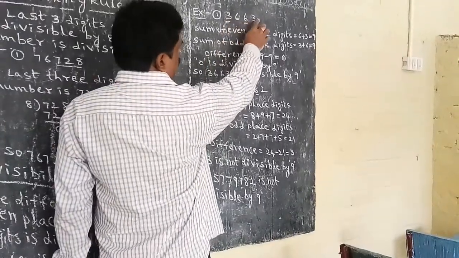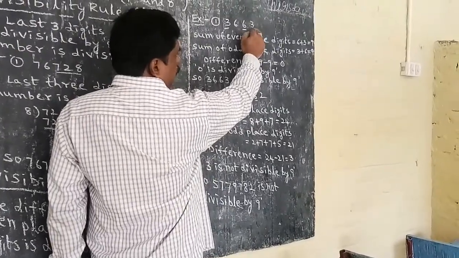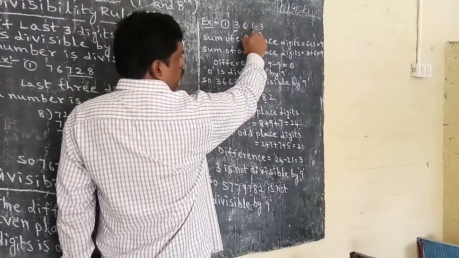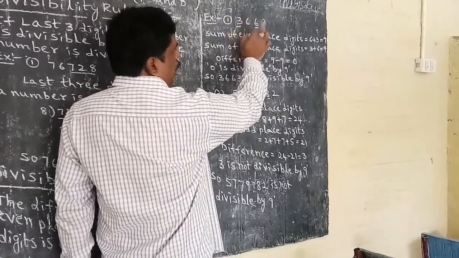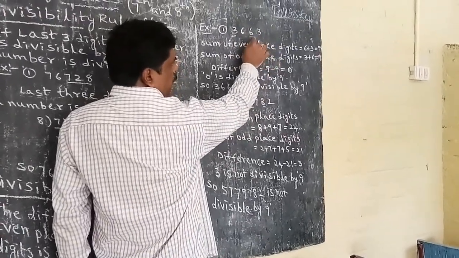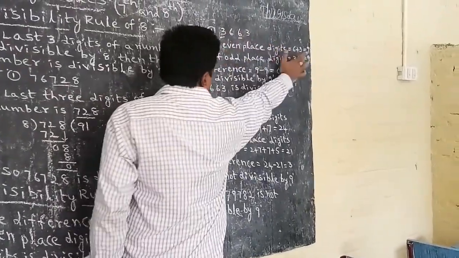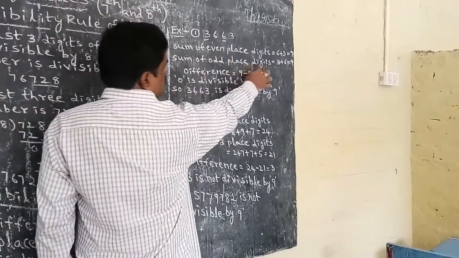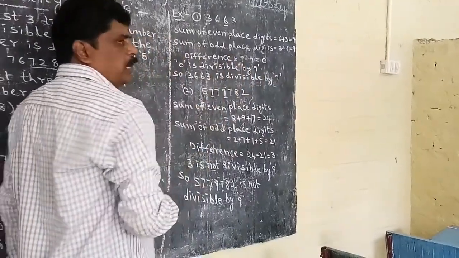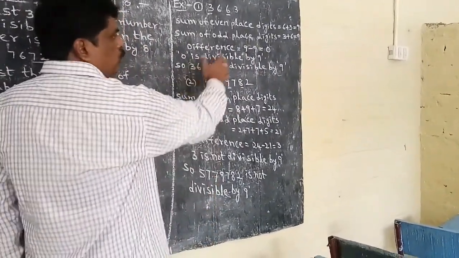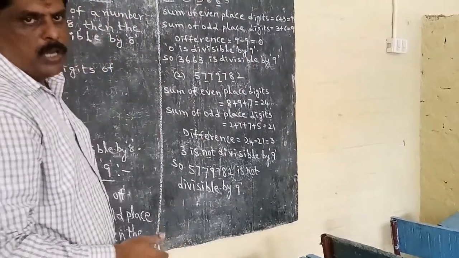That is 3663. Here the odd places are the ones place, which is 3, and the third place, which is 6. The even places are the second place, which is 6, and the fourth place, which is 3. I have underlined the even places only. So the sum of the even place digits is 6 plus 3, 9. And the sum of the odd place digits, the ones place and third place, is 3 plus 6, 9. The difference 9 minus 9 is 0. So 0 is divisible by 9. So 3663 is divisible by 9. Have you understood or not?